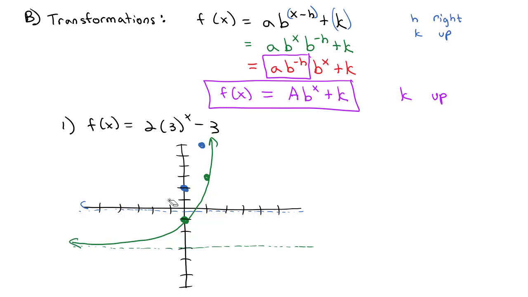In fact, I can erase the blue graph because I don't really need it. The green graph is the one I want. We've shifted that graph down 3. It helped us to first graph the original parent function and then do the minus 3, but all we have to do is worry about vertical shifts with exponentials.